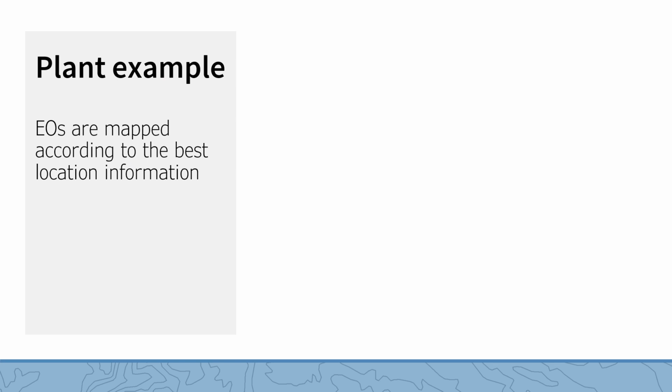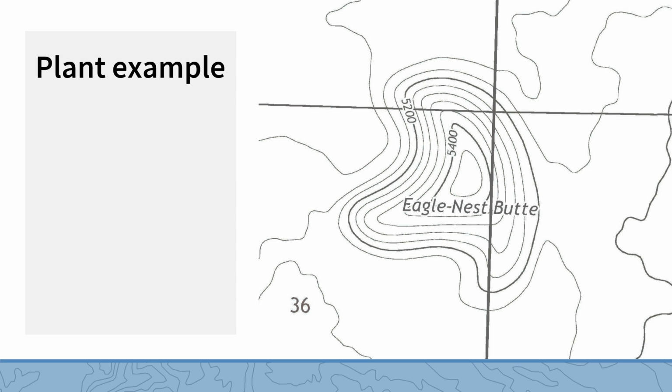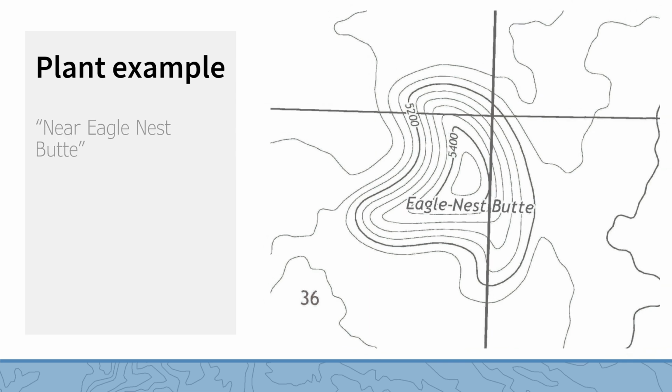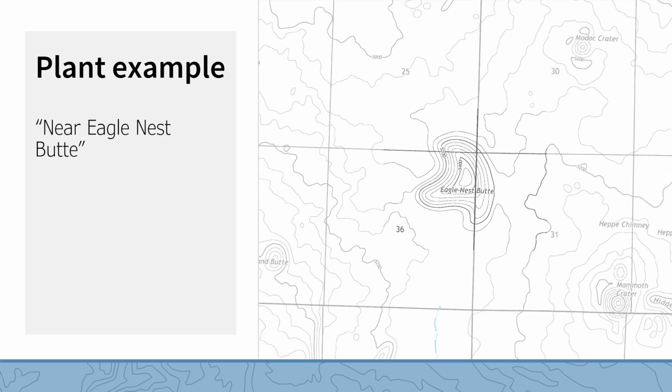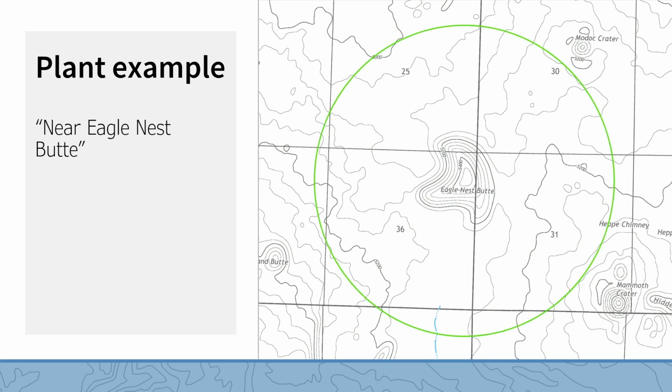Let's show you an example of how we would map an element occurrence and how that occurrence can change over time as we receive more information. EOs are mapped according to the best location information available, but many of the sources used by CNDDB are historic and vague. In this example, a species was documented 50 years ago by a single plant collection. The collection site was described as near Eagle Nest Butte. Originally, the EO was mapped this way, as a large circular feature centered on Eagle Nest Butte.